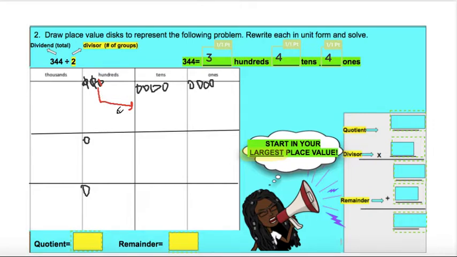Well, how many $10 bills are inside of $100? Let's skip count by 10 until we figure it out. 10, 20, 30, 40, 50, 60, 70, 80, 90, 100. How many 10s make 100? If you said 10 10s make 100, you are absolutely correct. So I'm going to draw 10 more discs.